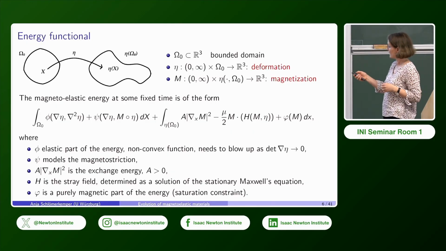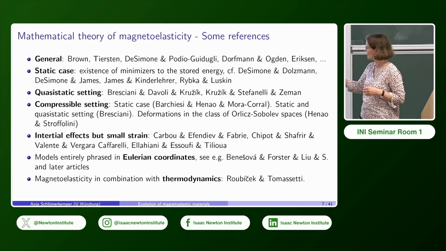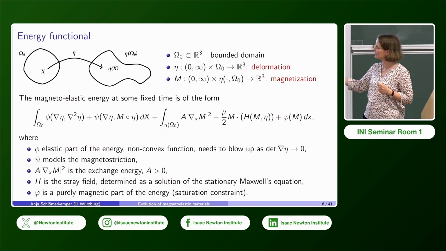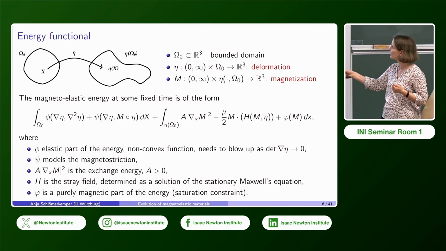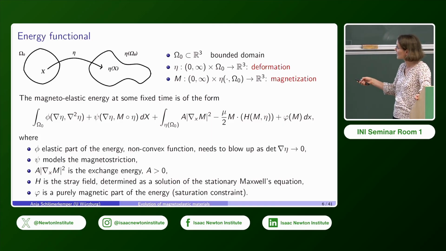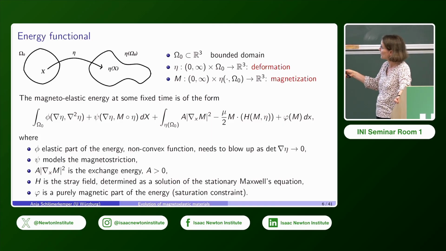Then the energy function would look like this. So here I integrate over the reference configuration. We have here an elastic energy that I want to allow to depend on the gradient of eta, so the deformation gradient. We allow for second gradients of eta. Here we have a magnetostrictive term, also anisotropy terms, where we have the coupling of eta, the deformation, and the magnetization. Then from micromagnetic theory, we also have the exchange energy.